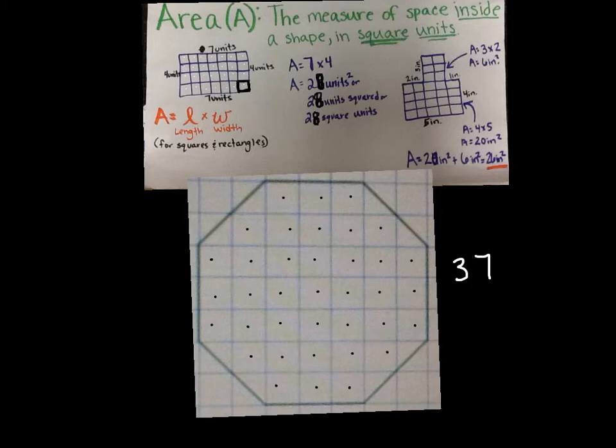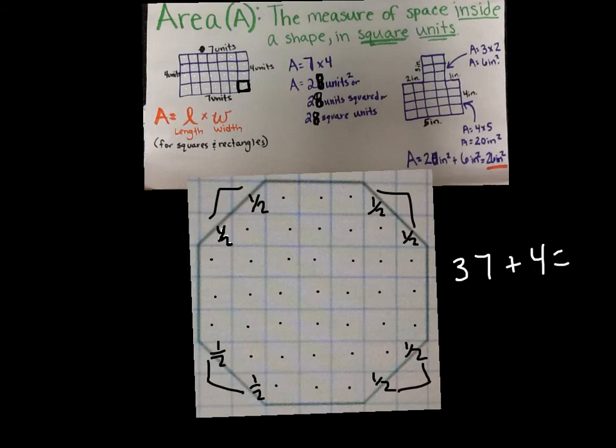So I might make a little mark. I have 1/2 here. 1/2. I have another half. And then another half and another half. Another half. Another half. And then 2 more halves. And we know that 2 halves equals a whole. So I have 4 more that I have to add on. So I have 37 plus 4 equals 41 units squared.